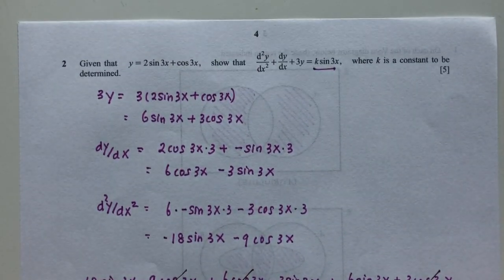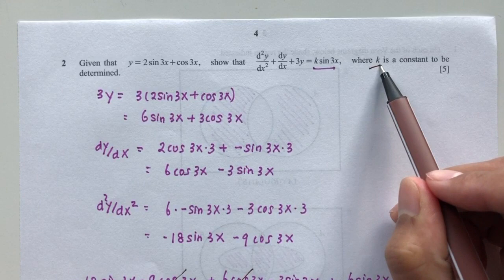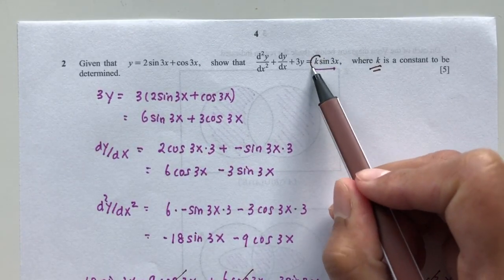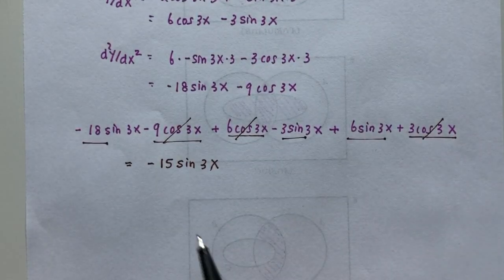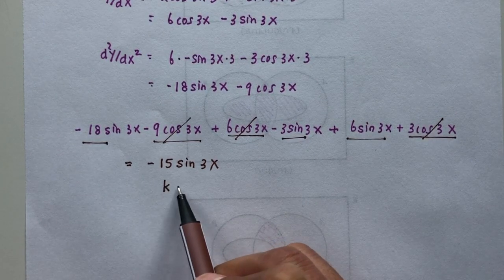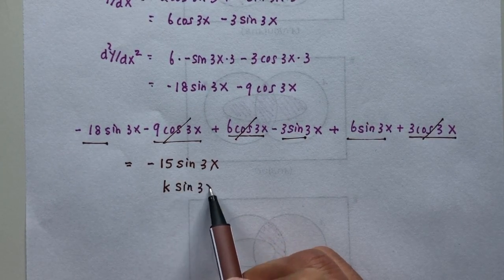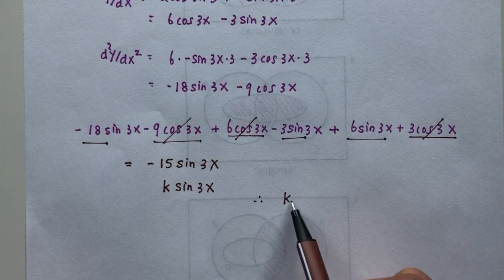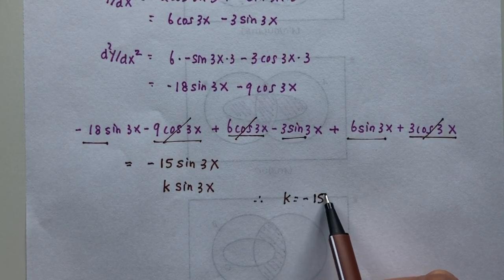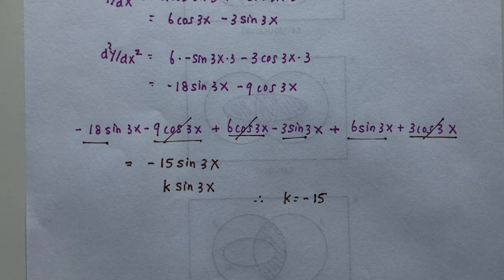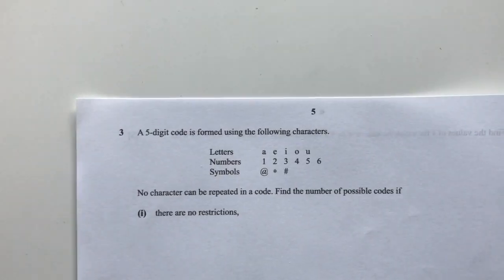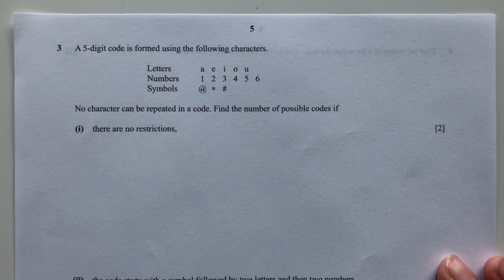Now what is the question? It says where k is a constant to be determined, so we have to find the value of k. So let's compare. The answer above is k sine 3x, so this means k is equal to minus 15. Okay, so that is question number 2. Now let's move on to question number 3.